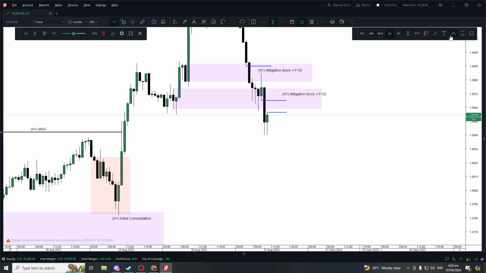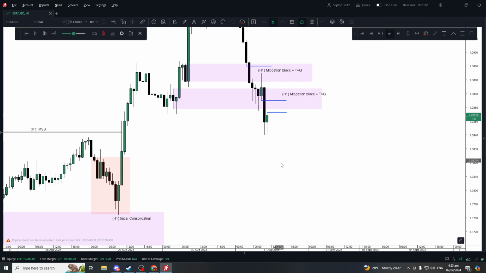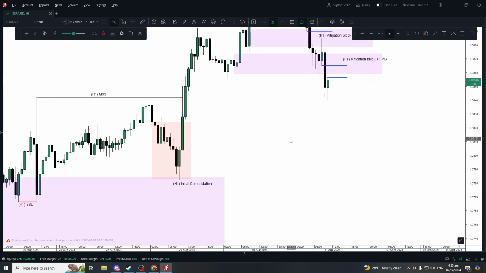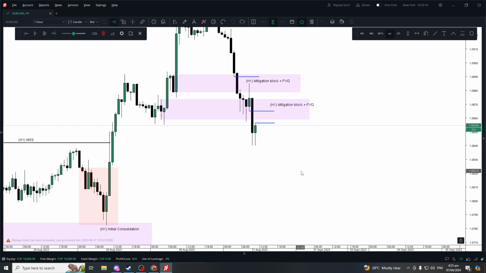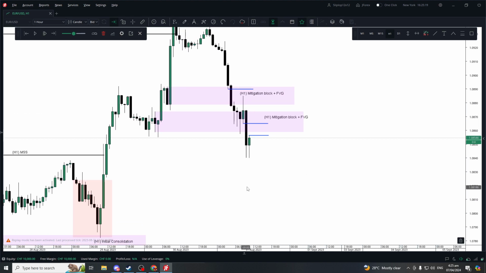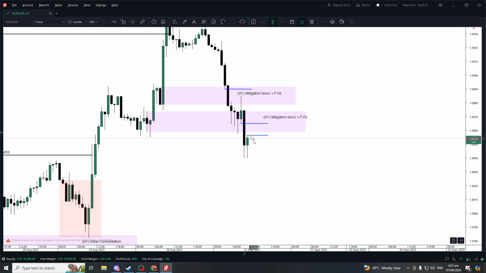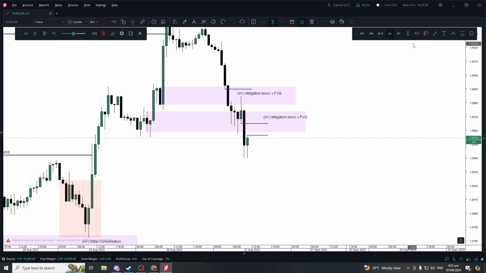So I want to see price do this down to this. This is the overall target. That's resting liquidity right here. So if I were to take this entry, what time is this? 11. That's actually New York session.